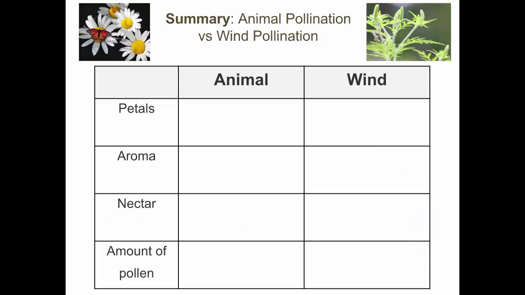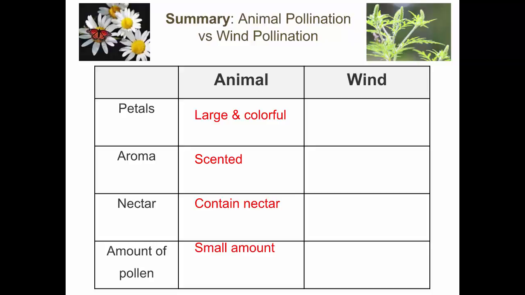So as we think about, you guys don't have this slide, I just want to talk about it. Comparing wind-pollinated flowers to animal-pollinated flowers, animal-pollinated flowers are usually larger, colorful, have a strong scent or aroma, they have nectar to attract animals, and they don't need a ton of pollen because they're pretty confident that the animals that pollinate them are going to get some pollen on them.